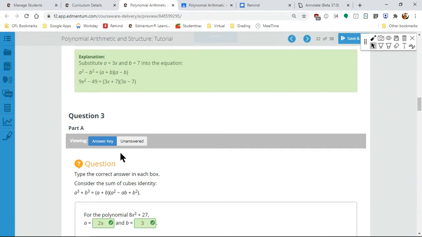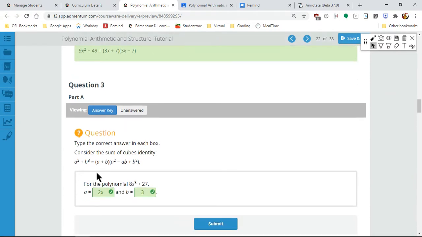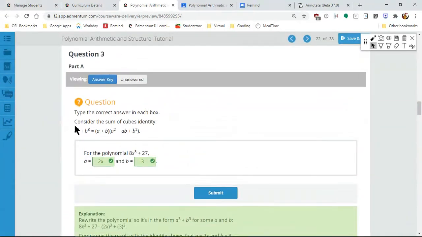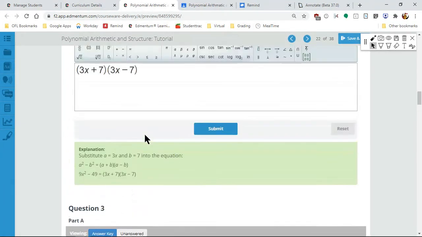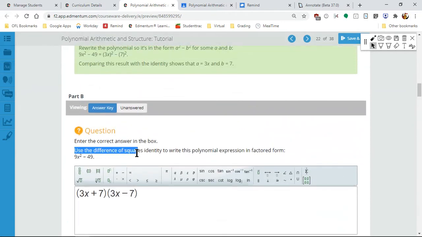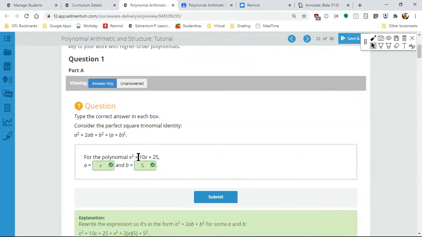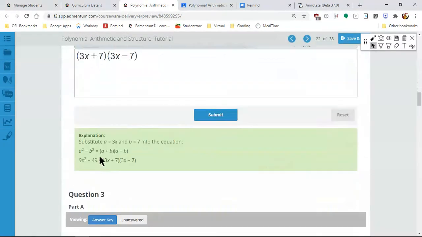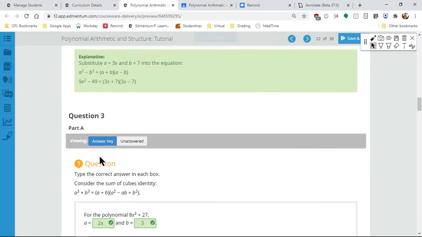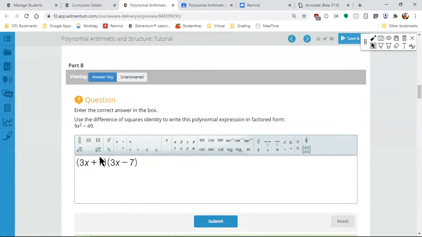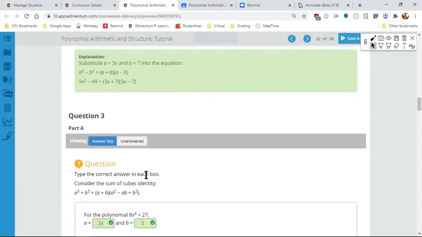Is there another case? I'm not the biggest fan of this one, the sum of cubes. So basically the one you would really need to remember is the difference of squares and that's pretty much it. The perfect square is something we will talk about later, but you don't need to memorize that formula.